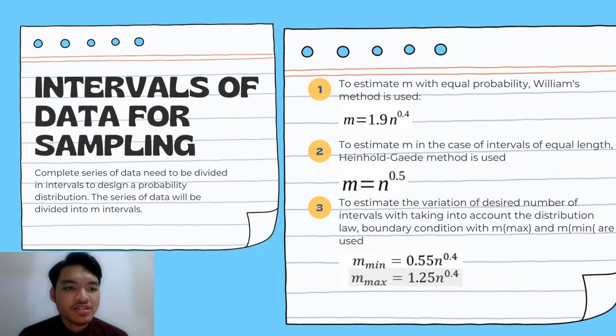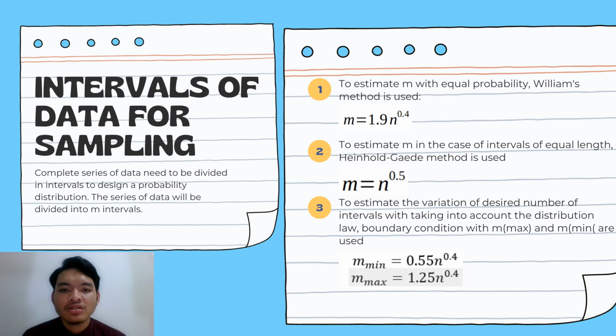Intervals of data for sampling. Complete series of data need to be divided in intervals to design a probability distribution. The series of data will be divided into m intervals. There are three different situations to estimate the value of intervals. The first one is to estimate the value of intervals with equal probability. The method that will be used is Williams method with the equation of m equal to 1.9 times n to the power of 0.4.